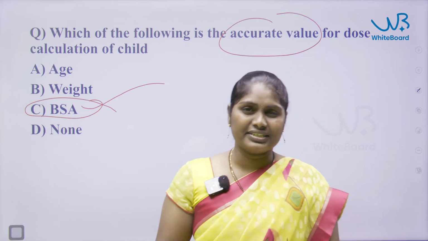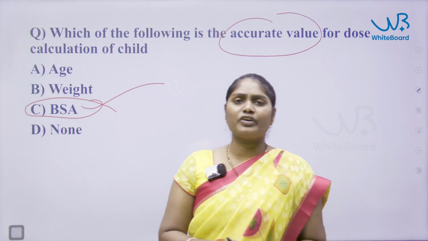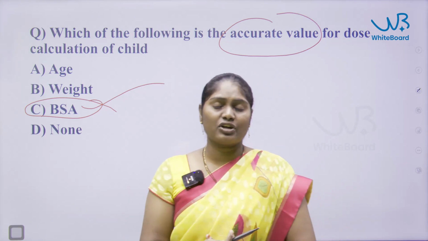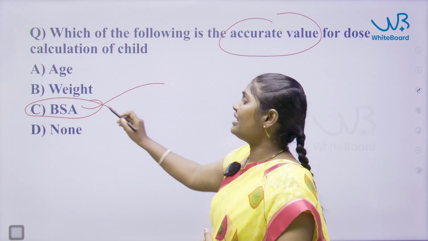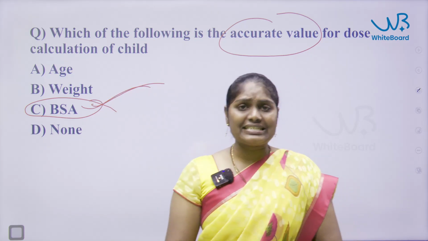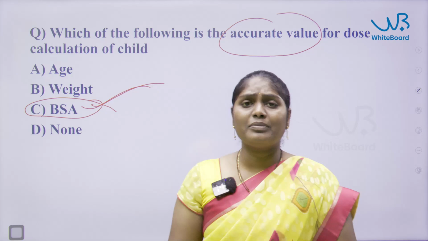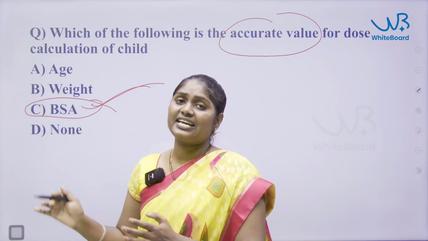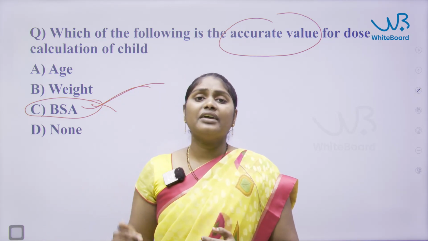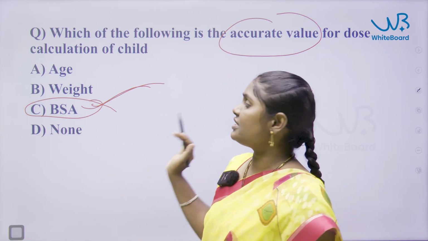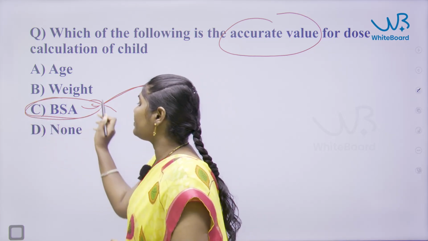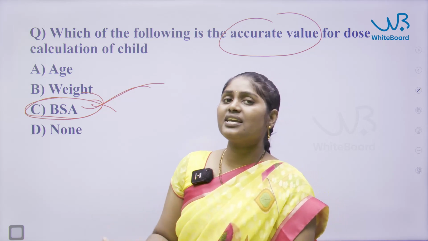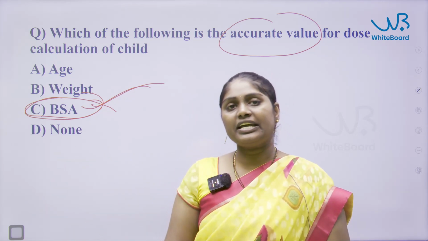Weight is not that accurate, we have limitations for it, and age is also not correct, because we also have limitations for that. Only body surface area, that is nothing but Catzel's formula. So what is the Catzel formula? Body surface area in meter square divided by 1.73 into adult dose is your Catzel's formula. It is especially used in calculating dose by using body surface area as a primary index.